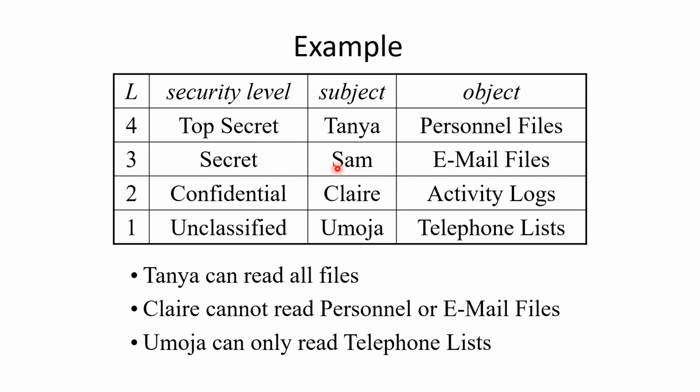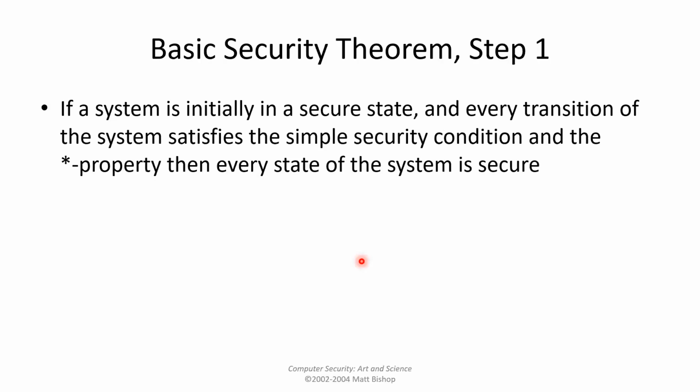Likewise, of course, Tanya can only write things at the top secret level. She cannot write something labeled at any lower level. And Umoja could write things at any level he wants to. If he ever dreamed up something that was top secret, he couldn't read it. Yes, you might note, it is possible for someone to write something and then not be able to read it. We'll cover that in just a few minutes.